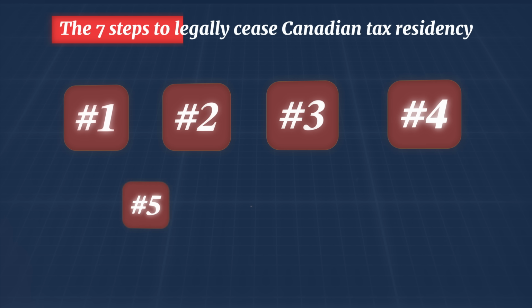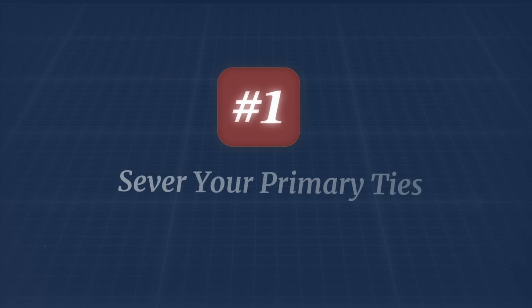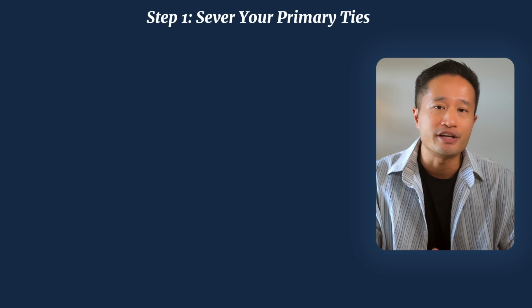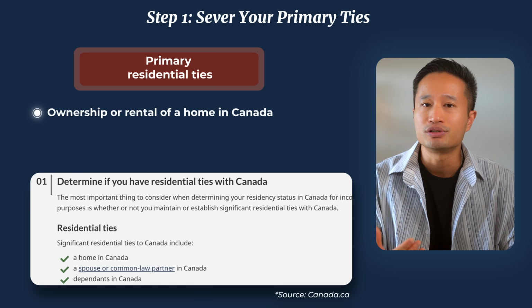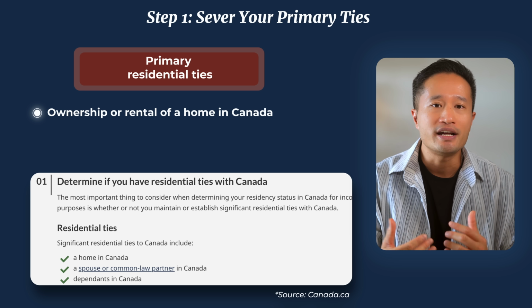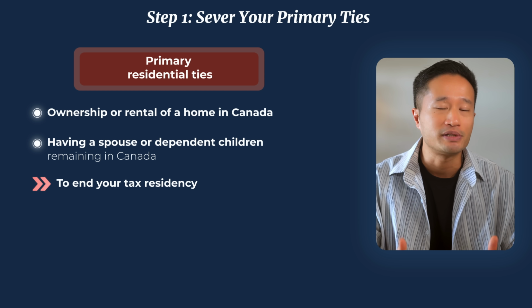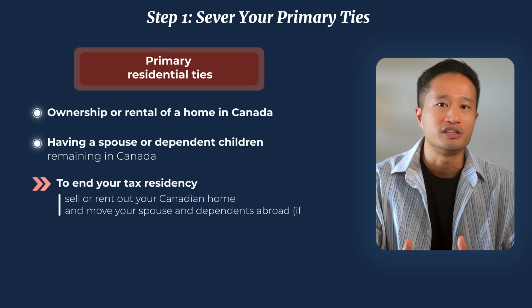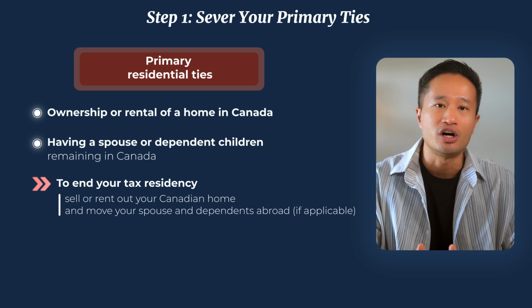Here are the 7 key steps to follow that we help a lot of our clients with to cut the CRA out of your life completely. Step 1 is to sever your primary ties. The CRA looks first at your primary residential ties, including ownership or rental of a home in Canada and having a spouse or dependent children remaining in Canada. To end your tax residency, consider selling or renting out your Canadian home and move your spouse and dependents abroad if that's applicable. Keeping a home or family in Canada signals ongoing residency.